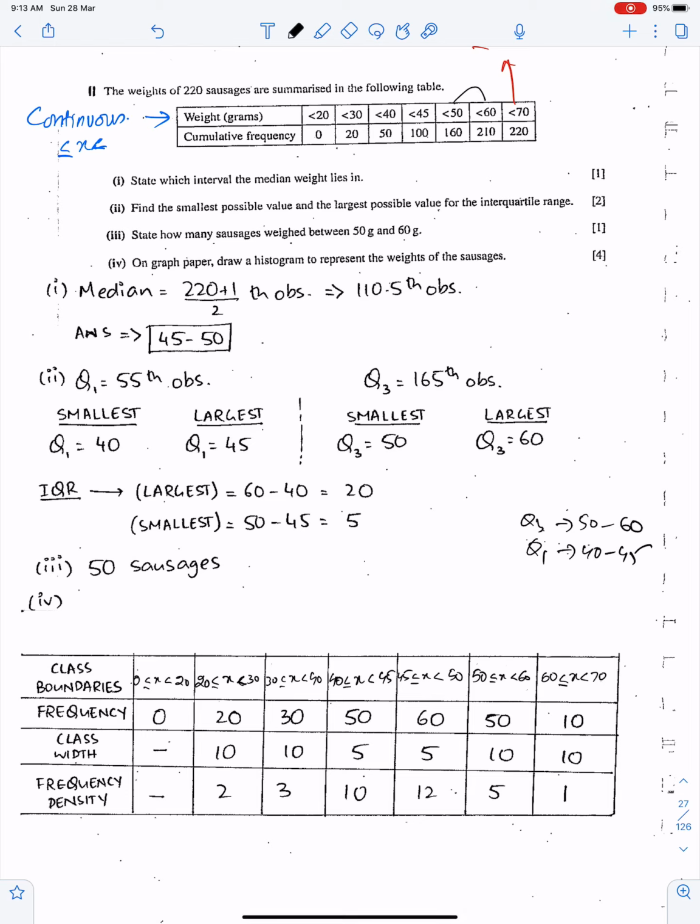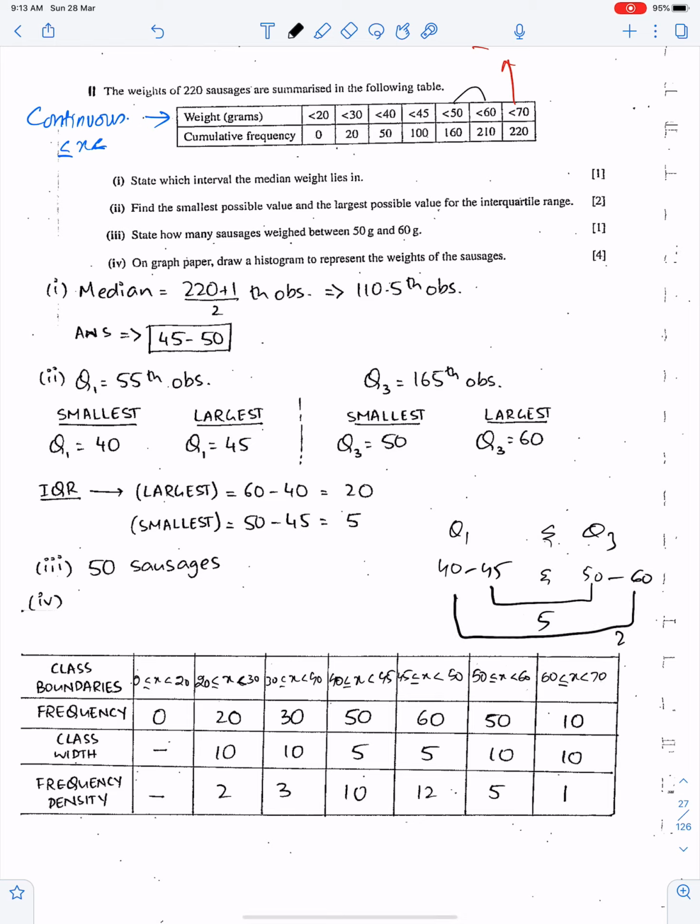Now they are saying find the smallest possible difference. So the smallest possible difference would be 50 minus 45. Let me write this in this way. Q1 lies in this interval 40 to 45 and Q3 lies in this interval 50 to 60. This is the smallest possible difference, and this is the largest possible difference, 5 and 20.